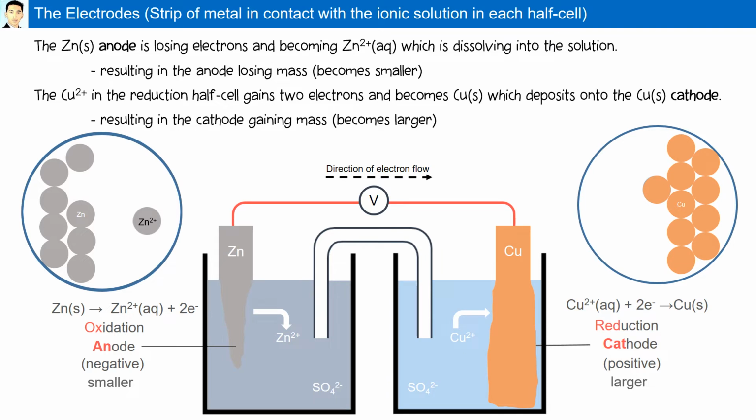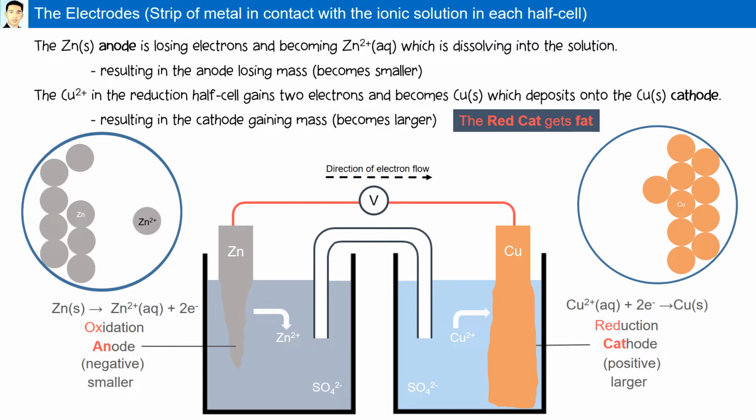As the copper ions in the solution become copper solid, they leave the solution and the solution becomes lighter in color. It would not be as blue as it was at the start of the reaction. It's going to become much lighter in color.